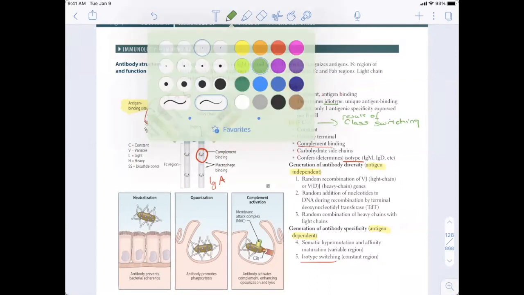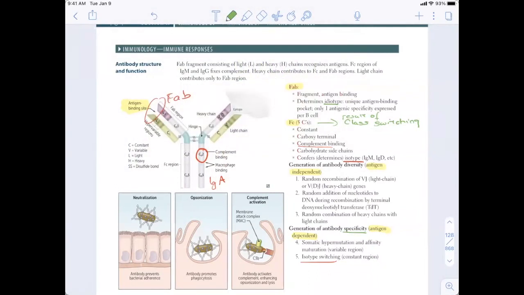Okay. So whenever the question says specificity, specificity is talking about antigen dependent, right? How do I make something specific for an antigen? How do I make a specific antibody that will attack staph? How do I make a specific antibody that's going to attack a kind of strep? That is going to be these two scenarios. Okay. Now, your antigen independent is for diversity. It's not for specificity. It just says, how can we make different antibodies? It doesn't matter what they go after. We just want to make different antibodies, right?